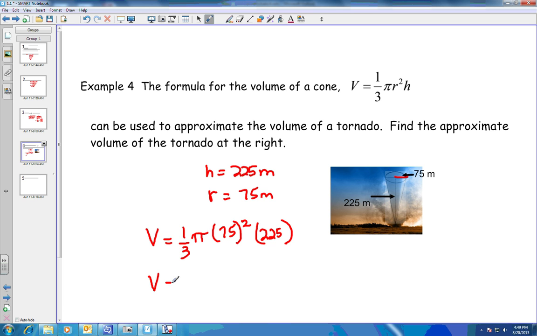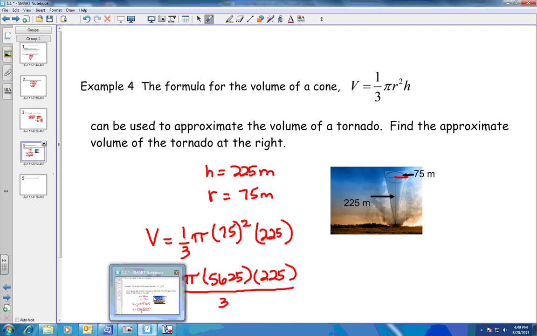So volume equals. So right now, see how this 3 is on the bottom? I'm going to multiply my pi. So it's 1 times pi, which is pi. 75 squared is 5,625 times 225. And that whole thing, I can write it divided by 3, because 1/3 is the same thing as dividing something by 3.